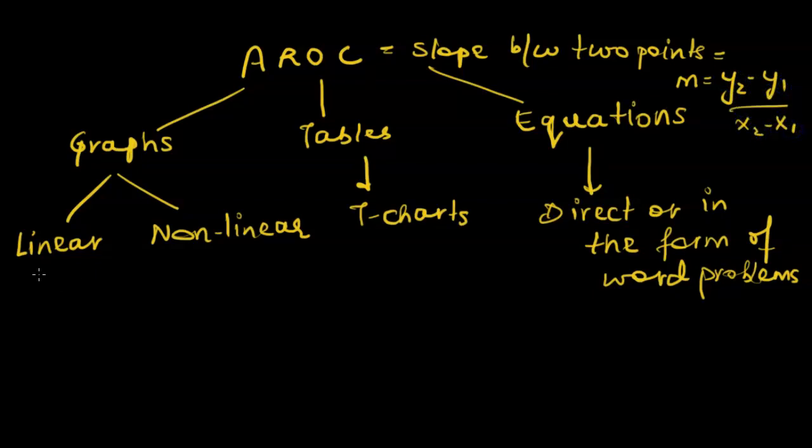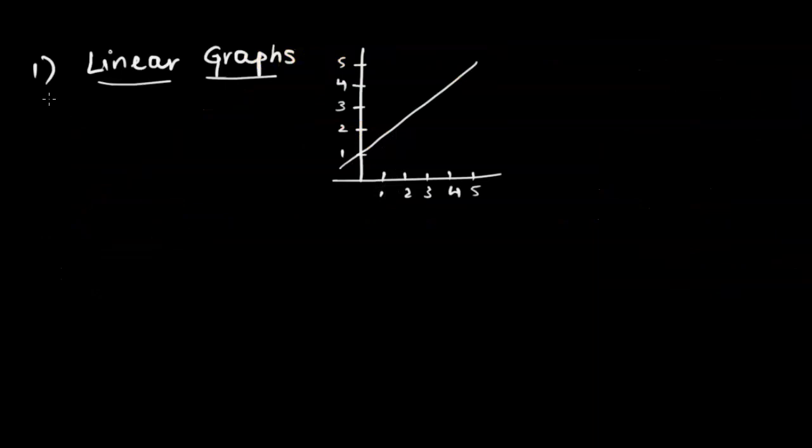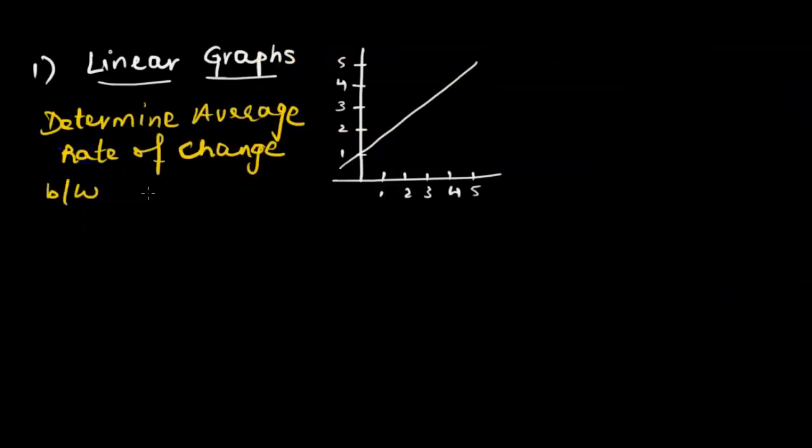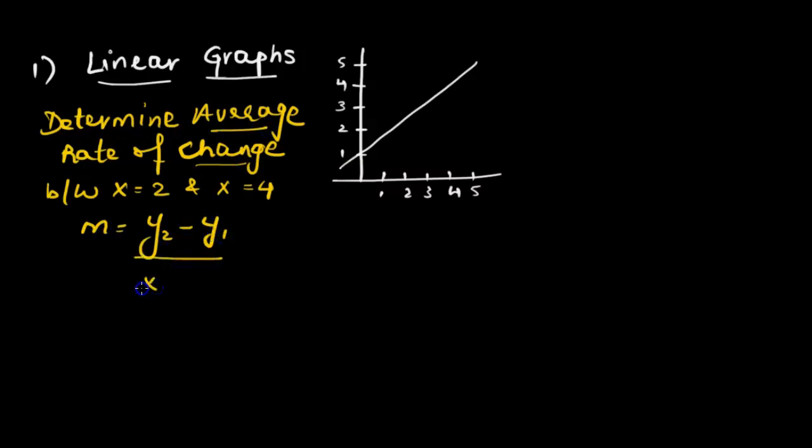Let's take up all different types of questions one by one. So first we are going to go over the linear graphs. Let's say we are given a graph and we are supposed to find out the average rate of change between 2 points, and we are given the points as x equal to 2 and x equal to 4. We know average rate of change is slope, so technically we are looking for y2 minus y1 over x2 minus x1. We're given the two values of x.